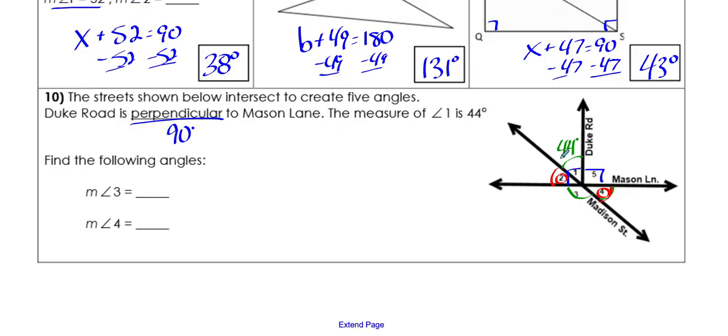That is a perfect corner, so I'm going to call this one x, angle 2 plus 44 equals 90. So angle 2 has to be 46 degrees. Angle 2 and angle 4 are vertical angles. They're directly across from each other. They have to be the same, so angle 4 is also 46.